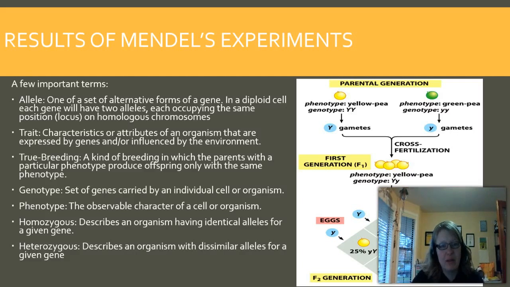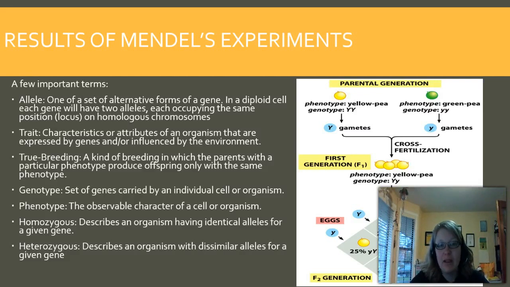Also, he figured out that each parent has one allele that's being passed on. An allele is one of a set of alternative forms of a gene, and in a diploid cell you're going to have two of those. You got one allele from your mom, one allele from your dad. Now you may only show the allele from your mom because that's the dominant trait, but you still have that other set of genetic information from your dad that's just being masked by the other allele. And so that's how this works.